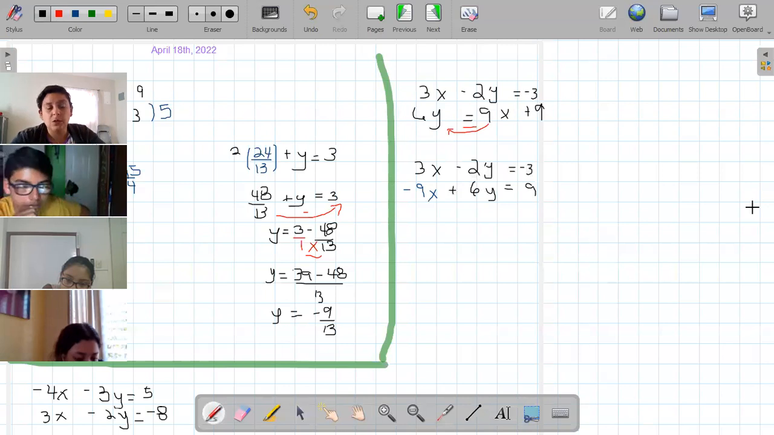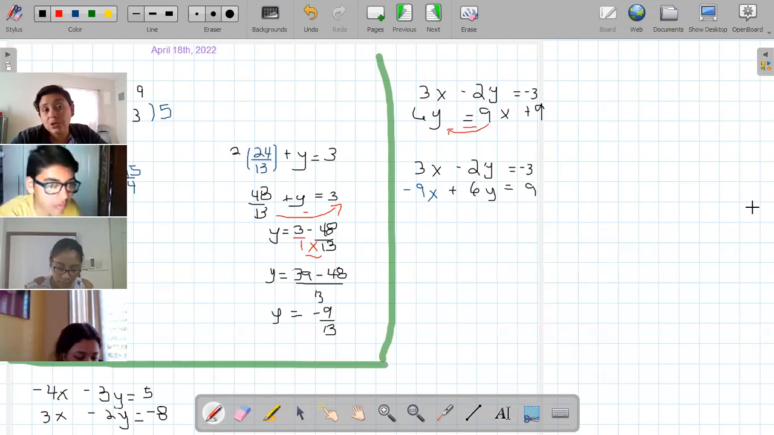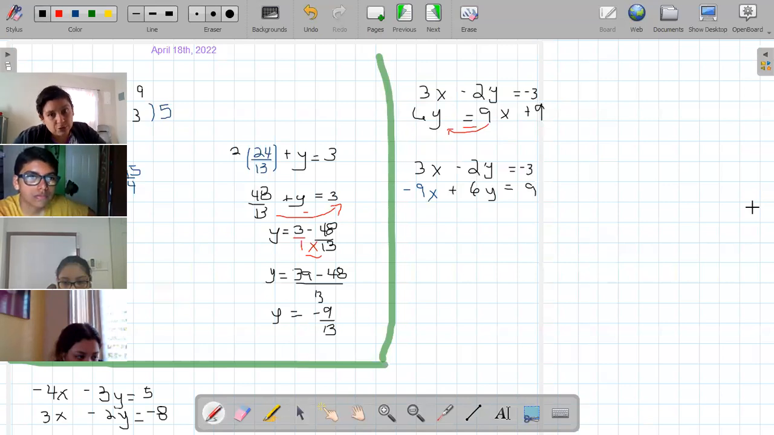Let's compare the terms 3x and -9x. Different signs as we needed, but different coefficients. We need them to have the same coefficient. The other one is -2y and +6y. Different signs, but also different coefficients. And I need them to have different signs, but the same coefficient. So in this case, both of them have different signs, so it doesn't matter which one I multiply or which variable I eliminate, but I need to eliminate one.